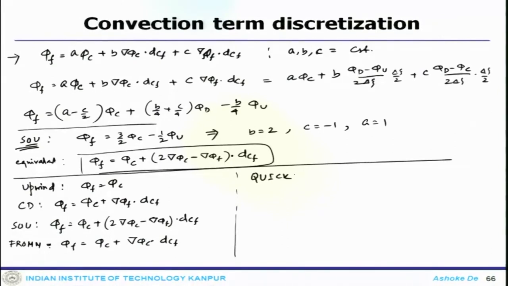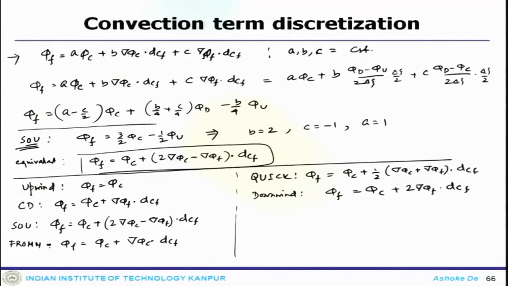For QUICK, you get phi f equals phi c plus half delta phi c plus half delta phi f dot d_CF, and the downwind scheme will get you phi f equals phi c plus 2 delta phi f dot d_CF. So, we have already seen how to calculate this gradient at C and F.